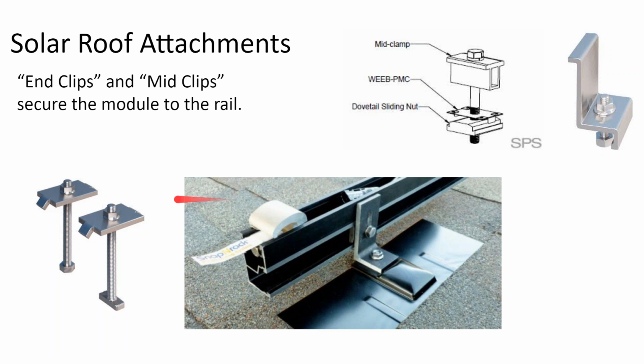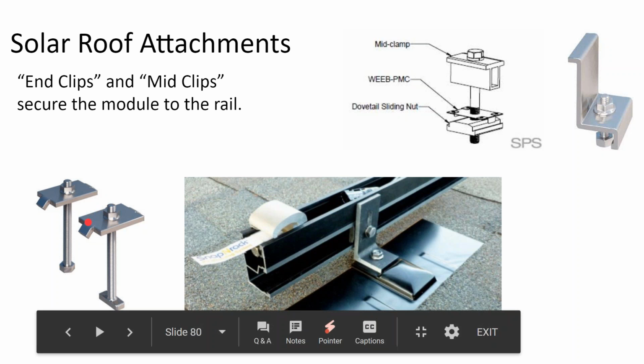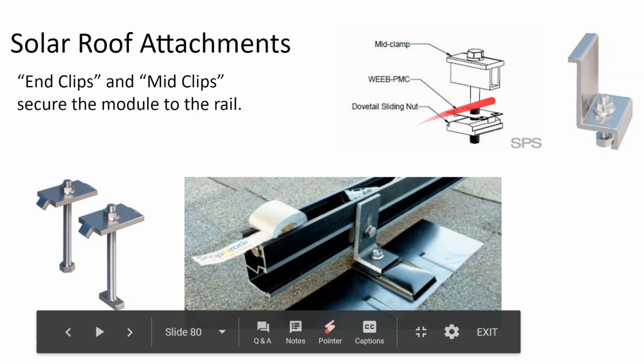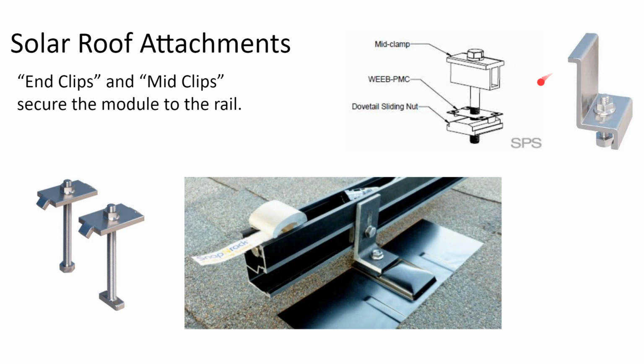You put a bolt into this channel, and then you have mid clips that kind of space and clamp down the solar panel onto the rail between two panels, and then you have end clips that go on the very end just for one panel. And the clips have a grounding washer that grounds the panels to the rail, and then you ground the rail to your equipment ground conductor that gets run with your cables.